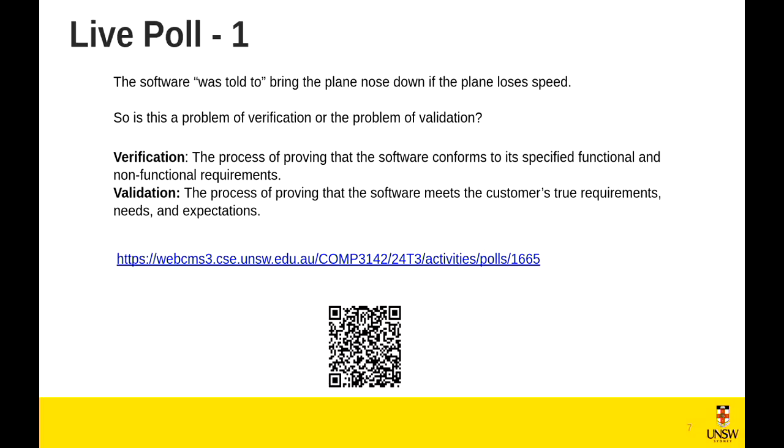Verification is to check whether the software meets the desired specification, and validation means whether the software actually meets the need. The question is, does it make sense? You asked if it's verification or validation, but the answer is yes. Oh, sorry. So you can answer yes for verification, no for validation.